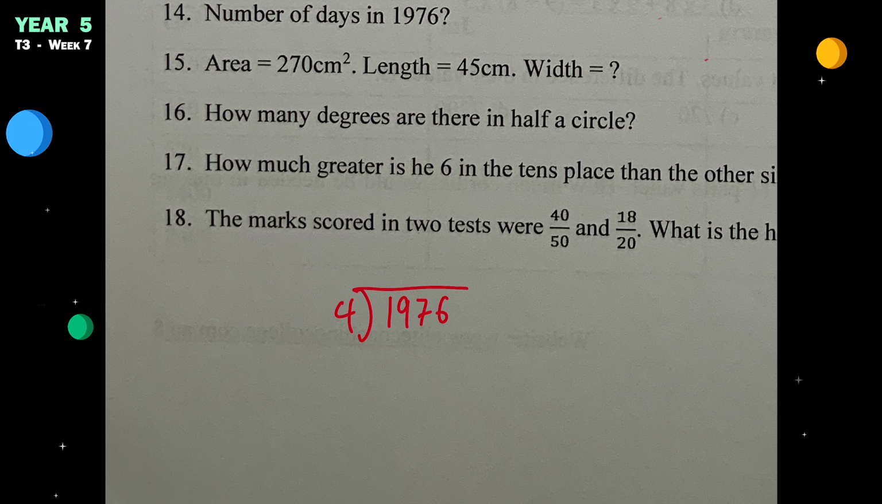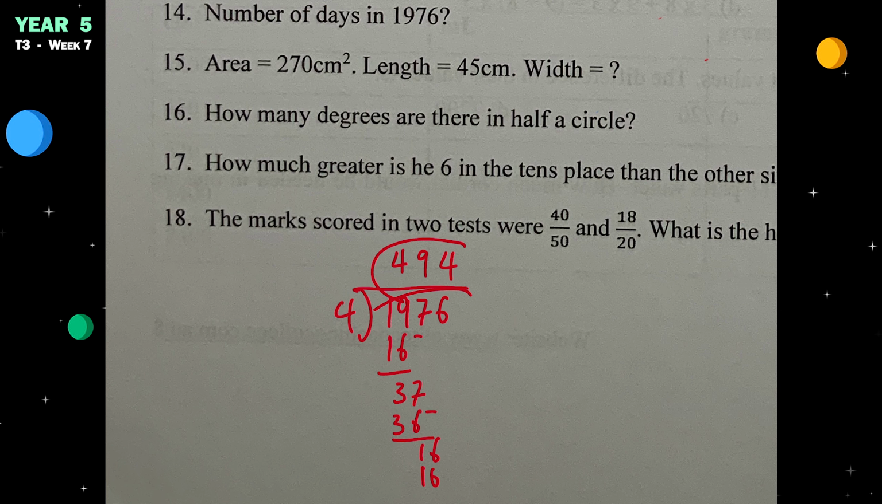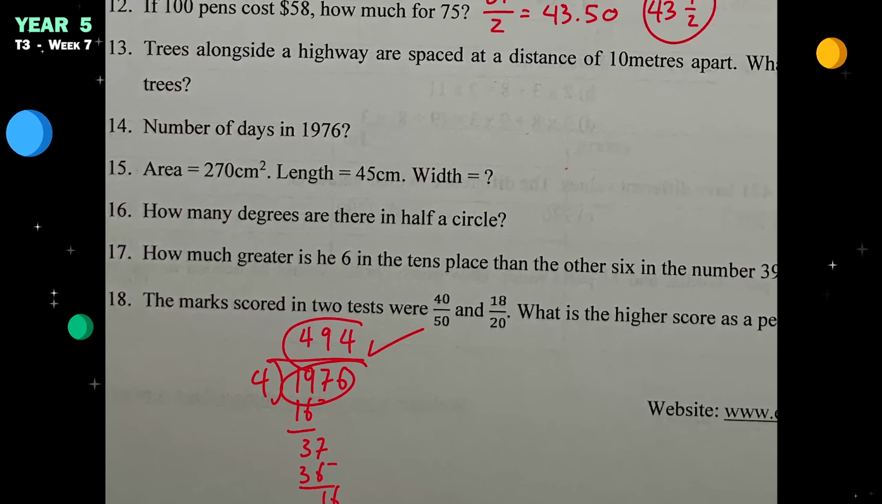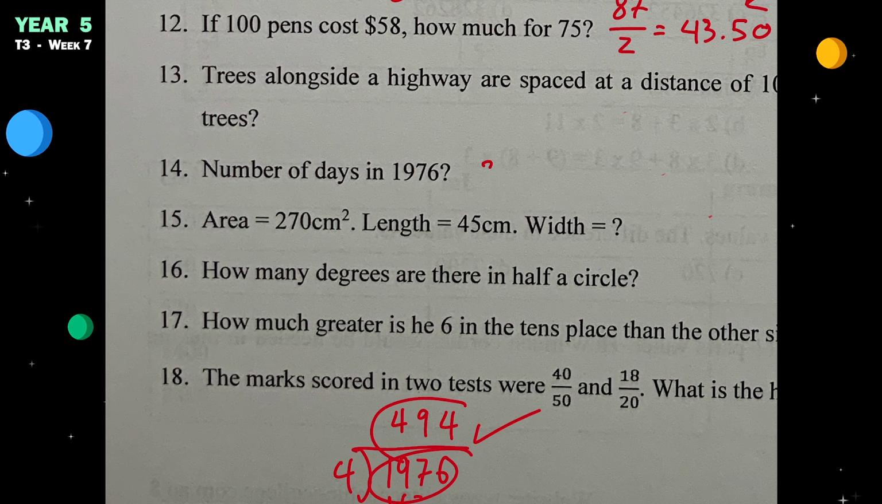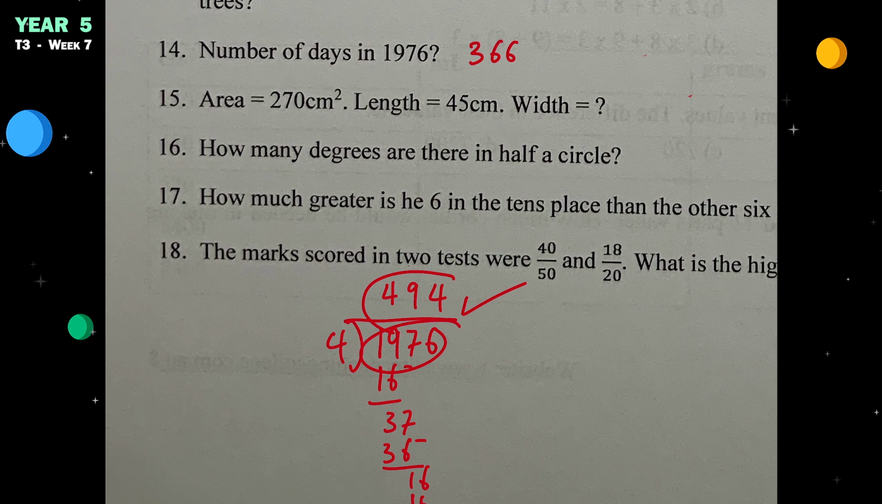So 19 divided by 4 will give you 4. 4 times 4 is 16, remainder 3. 37 divided by 4 will give you 9. 4 times 9 is 36, remainder 1. And 16 divided by 4 is 4 with no remainder. Therefore this is a leap year. It divides evenly by 4. If it's a leap year, it'll be 366 days. If it's not a leap year, it's 365 days. Simple as that.